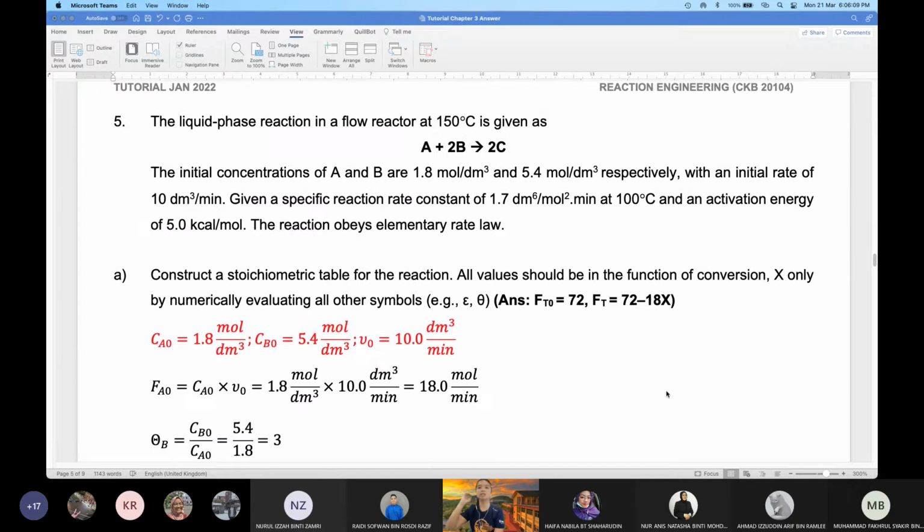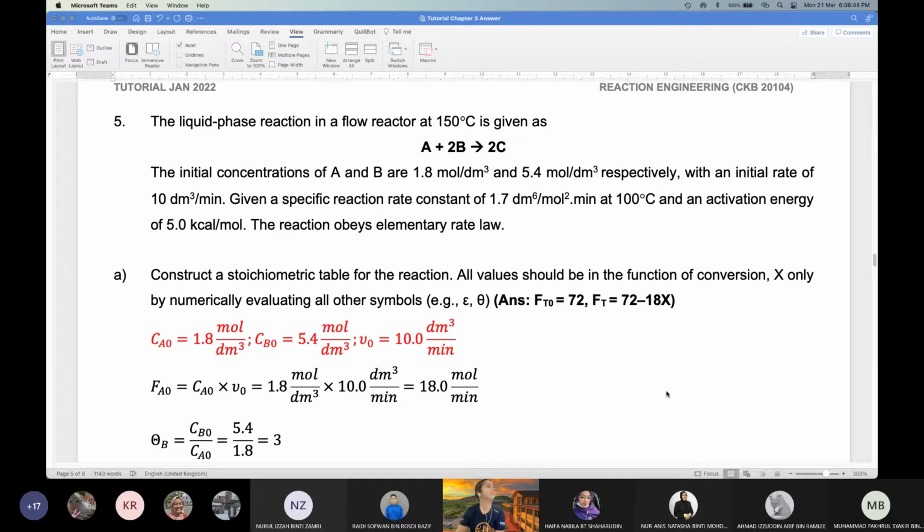Okay, so I go to question number 5. Question number 5 sekarang kita dah pergi flow reactor. Tadi soalan masih batch reactor, now I go to flow reactor. Whenever you see question table ke, concentration ke, kalau dah flow reactor, CSTR or PFR tu flow reactor, you have to be very careful about the phase. Adakah dia liquid phase atau gas phase? Itu part yang kamu kena betul-betul tangkap. Kalau dah flow reactor, tengok dia liquid phase ke gas phase.